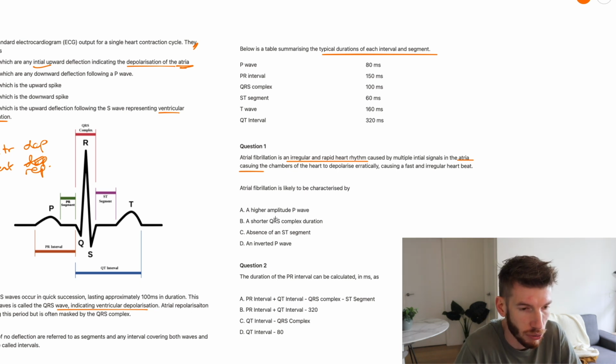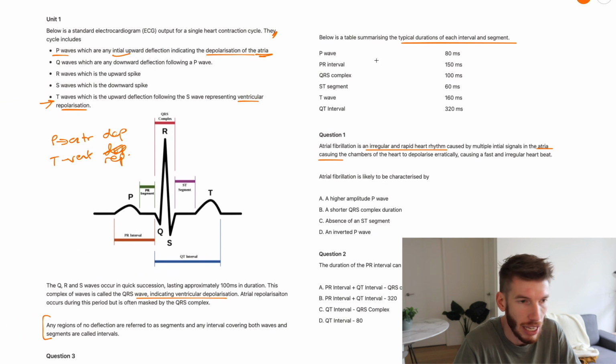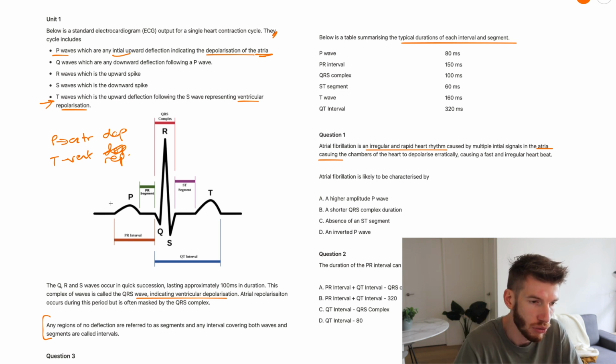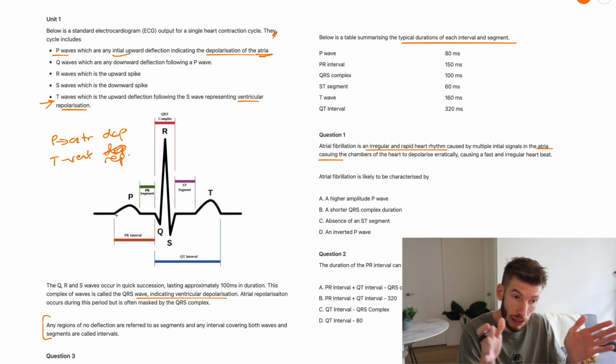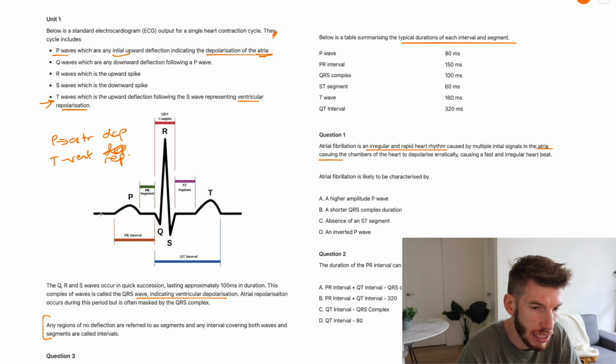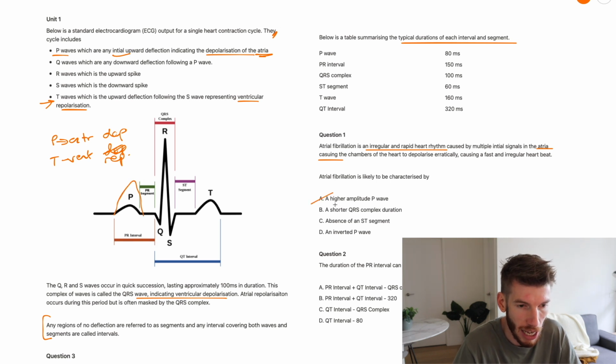So first one, a higher amplitude P wave. So we can go over here and look at what the P wave was. The P wave was the upward deflection, that was depolarization of the atria. The question says that it's irregular and rapid. So it's multiple initial signals, but it doesn't say stronger initial signals, right? So that would just be to do with the frequency or the width of the graph, or how quickly in succession each of these waveforms is coming. So it's not going to make the amplitude greater in any way. So that one's going to be out.